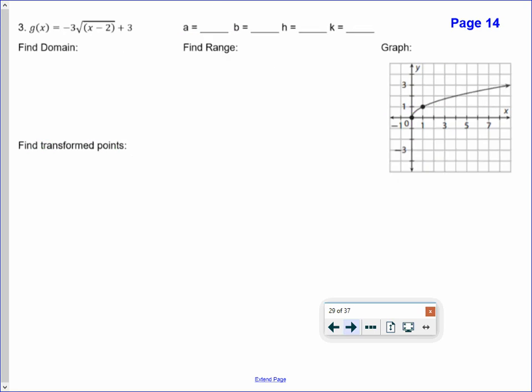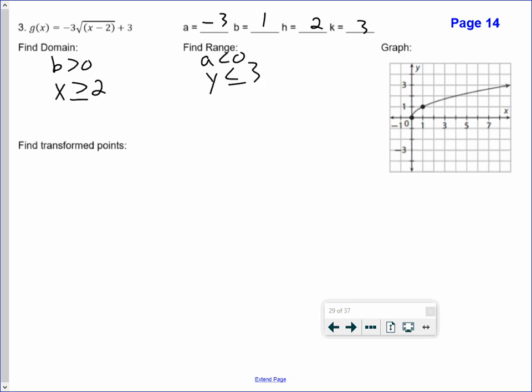All right, let's go over number 3. We have an a value of -3, our b is 1, our h is 2, and our k is 3. First thing we're going to do is find our domain. We see that b is positive, so our domain will be x is greater than or equal to 2. For our range, a is less than 0, a negative number, so y is less than or equal to our k term of 3. So we find our domain and our range pretty quickly by just knowing our properties related to b and a.